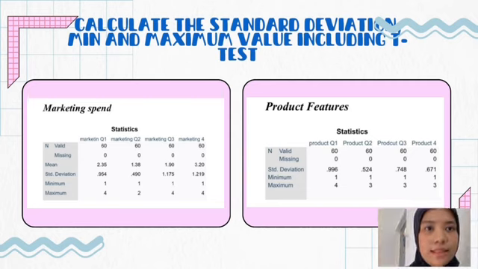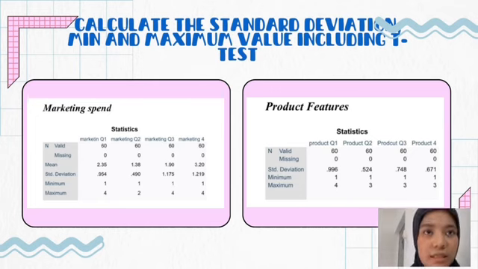First is marketing spend. Marketing spend did not increase steadily across the 4 quarters. The average mean spend starts at 2.35 in quarter 1, drops to 1.38 in quarter 2, then increases to 3.20 by quarter 4. The standard deviation shows that spending patterns were less consistent in quarter 3 and quarter 4 compared to quarter 1 and 2.